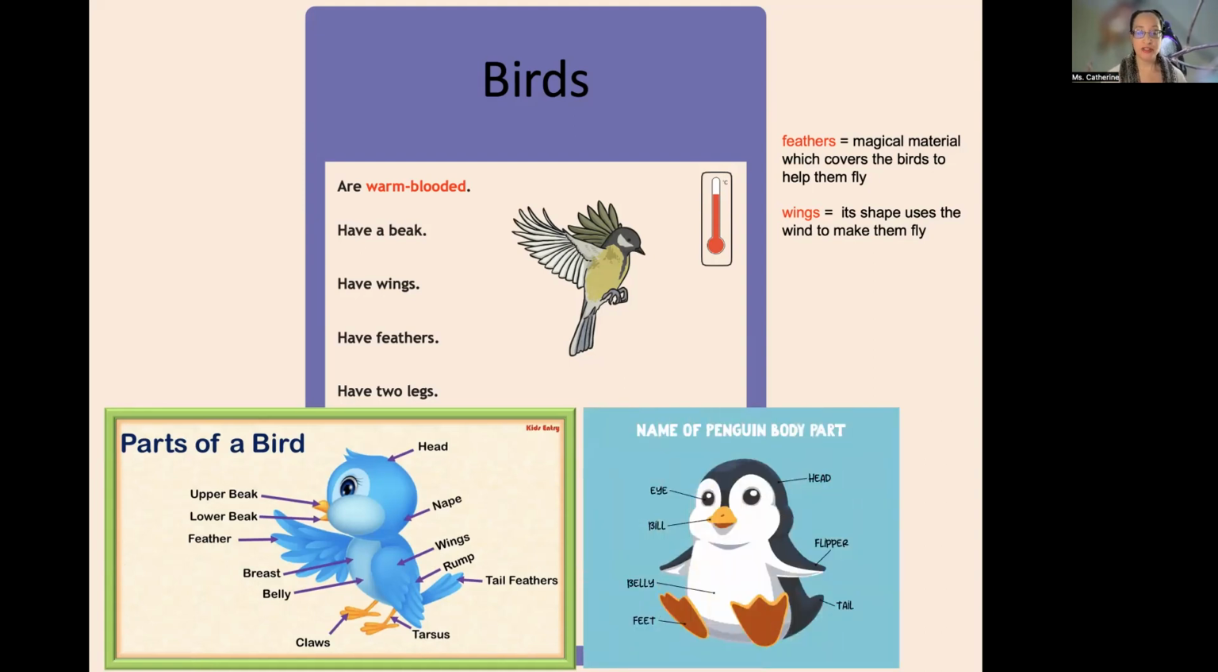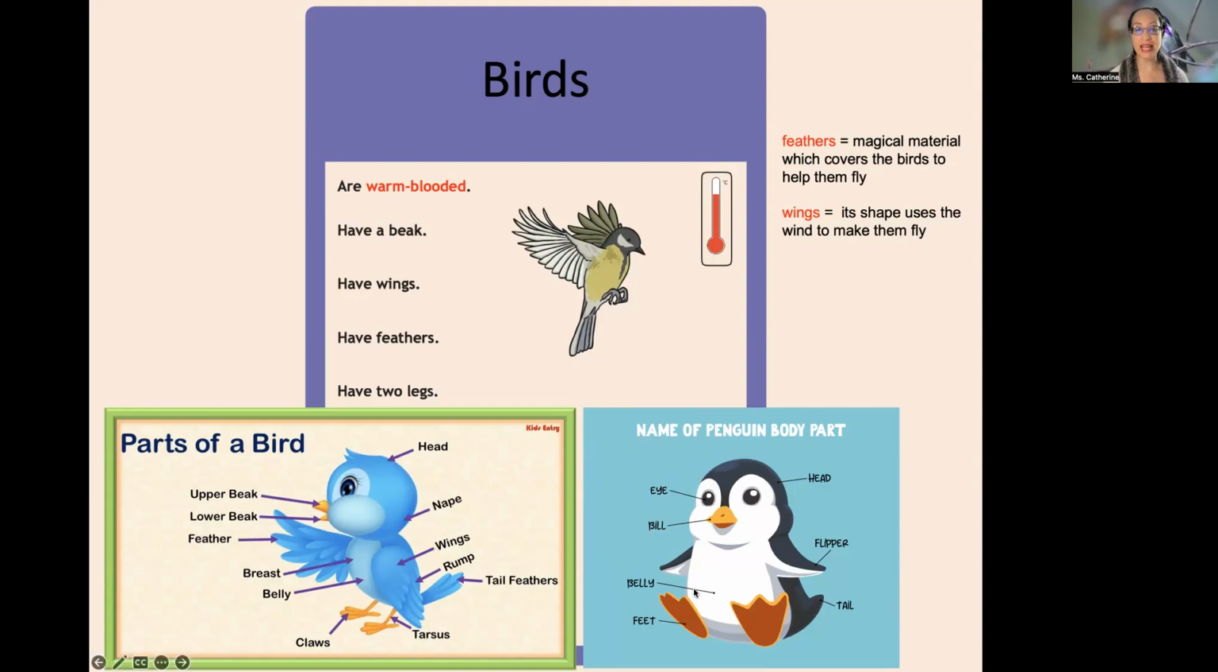So that was the parts of a bird, okay? A penguin is also another type of bird, okay? So this bird, the penguin, we have the eye, the bill. Instead of the beak, it's called a bill. Then we have the head and the flipper, right? The flipper, so it could help swim and it flies a little bit, not too much.